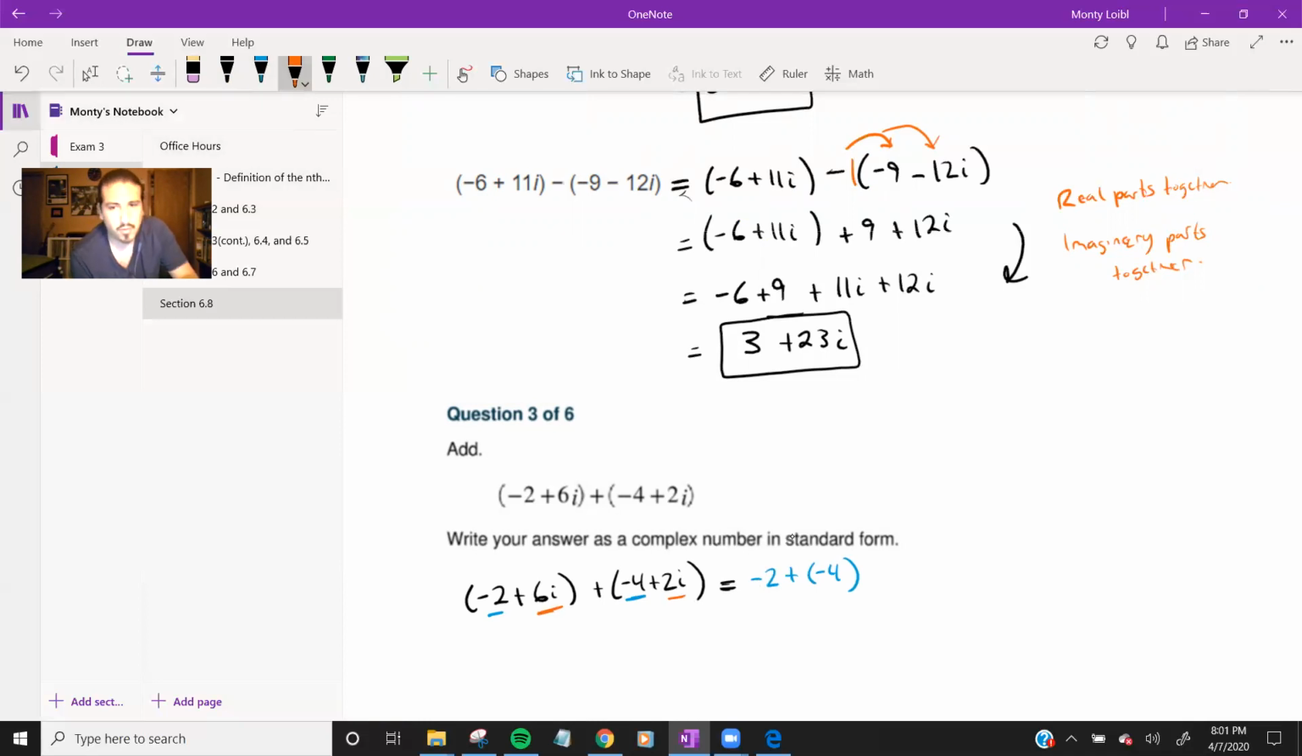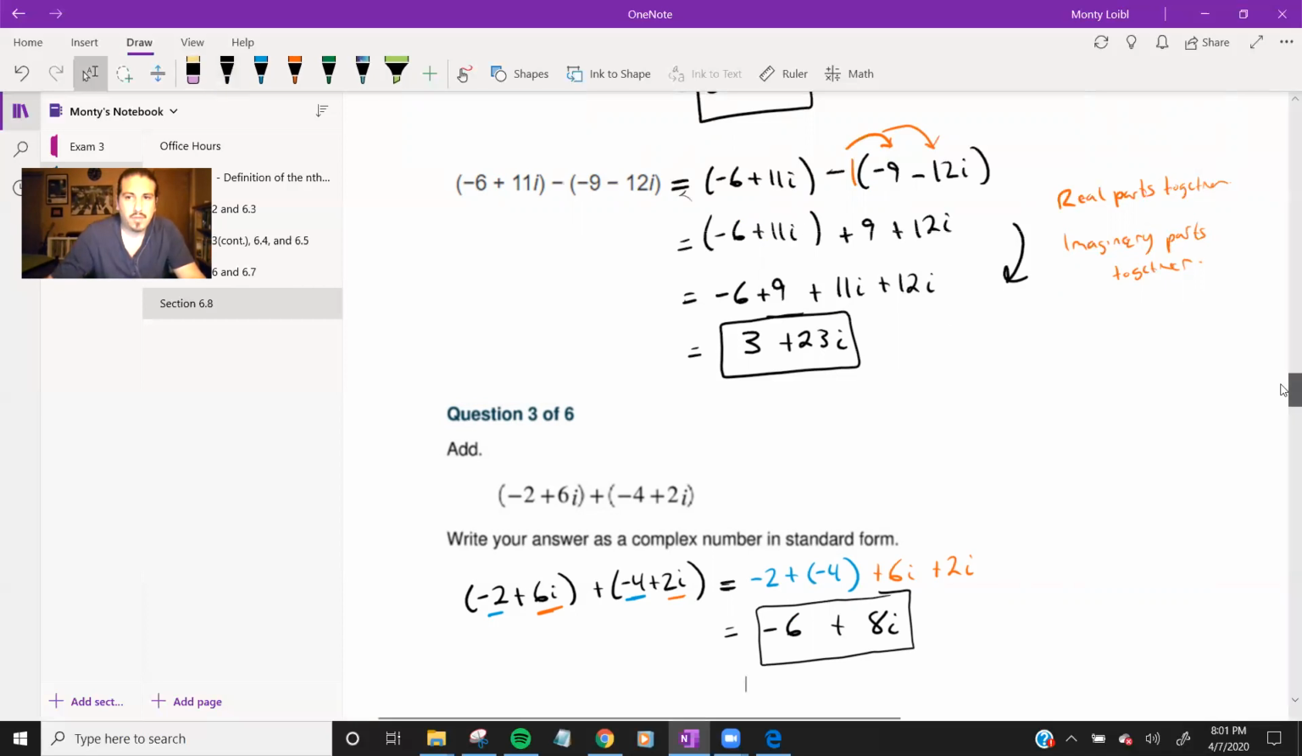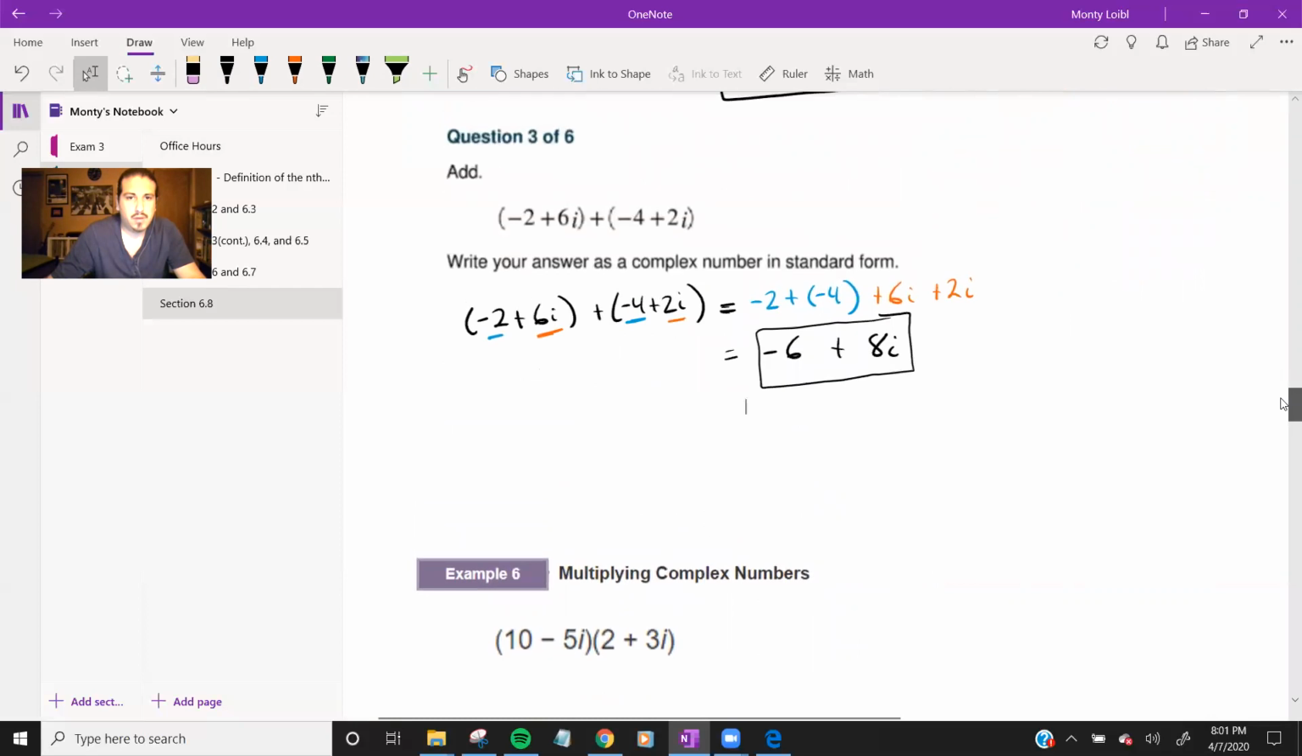We're just adding, so we can move our terms around. So plus 6i plus 2i. That's going to give us -6 plus 6i plus 2i. 6 plus 2 is 8, so 8i. And that right there is your complex number in standard form, your imaginary part being second. Okay, so move down just a little bit to here.